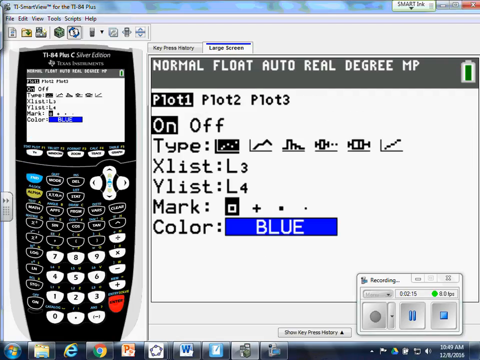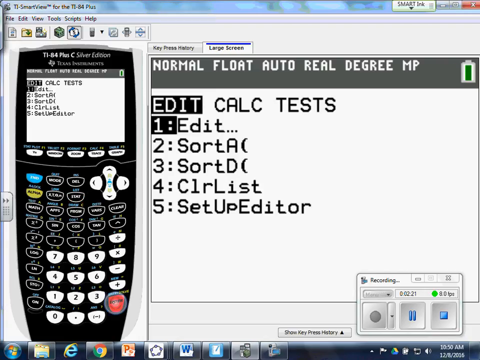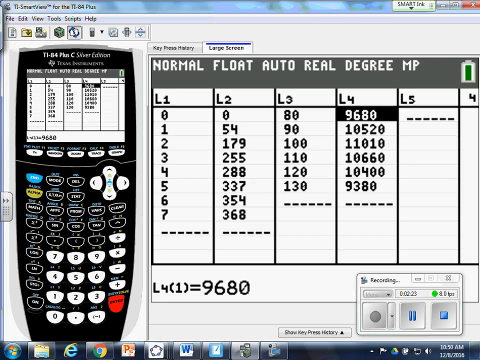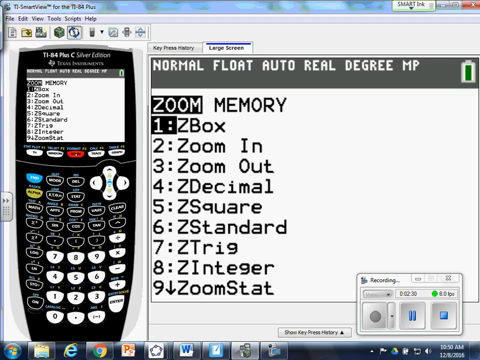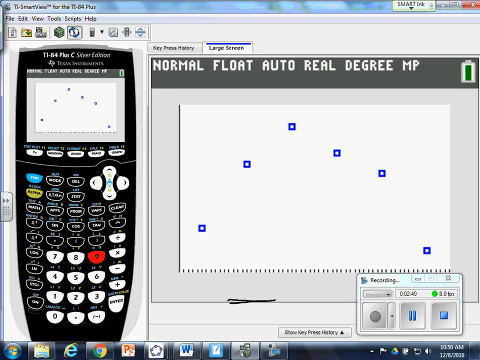And now the trick, the best way to get the window set up. Remember we had some pretty big numbers. Our y values were actually pretty big, up over 10,000. So you don't have to do that manually. There's a trick. If you go zoom, and then the bottom one there, zoom stat, the calculator is going to look and find whatever numbers are in the lists that you told it, and it will fit your window to those numbers. Okay, so that's a decent scatter plot.